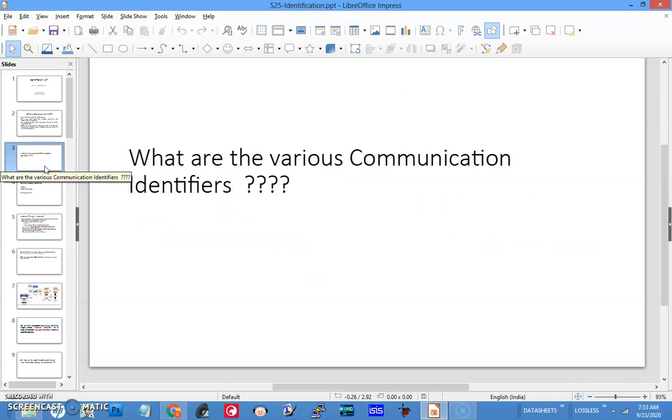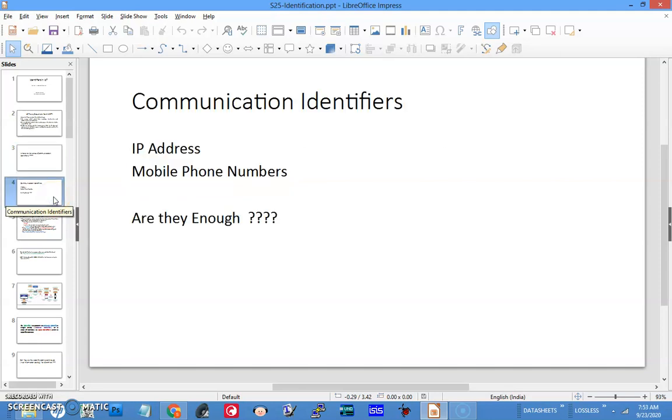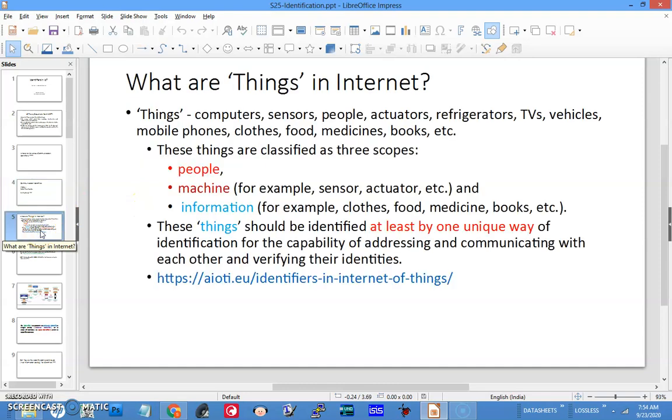So today we are going to address many questions. One of them is on identifiers used for communication. Last class we looked at IP address. IP address can serve as an identifier. There are other possibilities. Mobile phone numbers can be used. MAC IDs can be used. They all belong to different levels of identification.